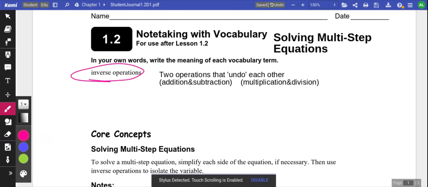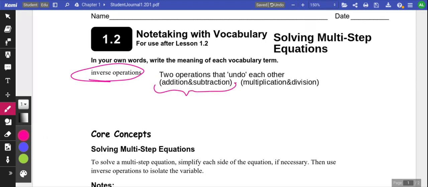Okay, so inverse operations, we've got operations that undo each other. Addition and subtraction are inverse operations, and multiplication and division are inverse operations. So as we're trying to solve these multi-step equations, we've got to think, just like we did on our one-step equations, how can we undo each one of these operations so that we can get to just the variable?